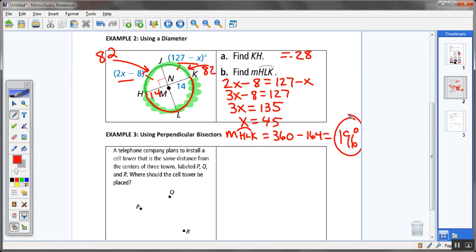That's kind of a toughie. A lot of stuff going on there, okay? Again, the idea being this: if a diameter is perpendicular to a chord, then it must bisect the chord, which makes H to N congruent to N to K, but it also makes these arcs the same up here. Any questions about that one? It's kind of a tough one.